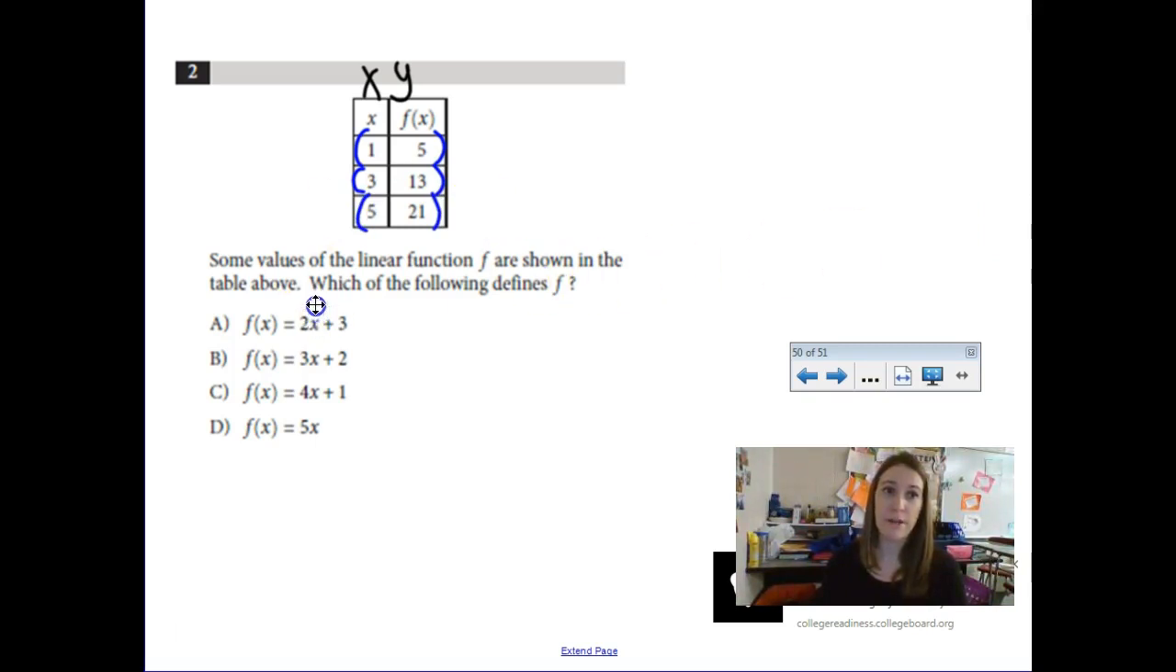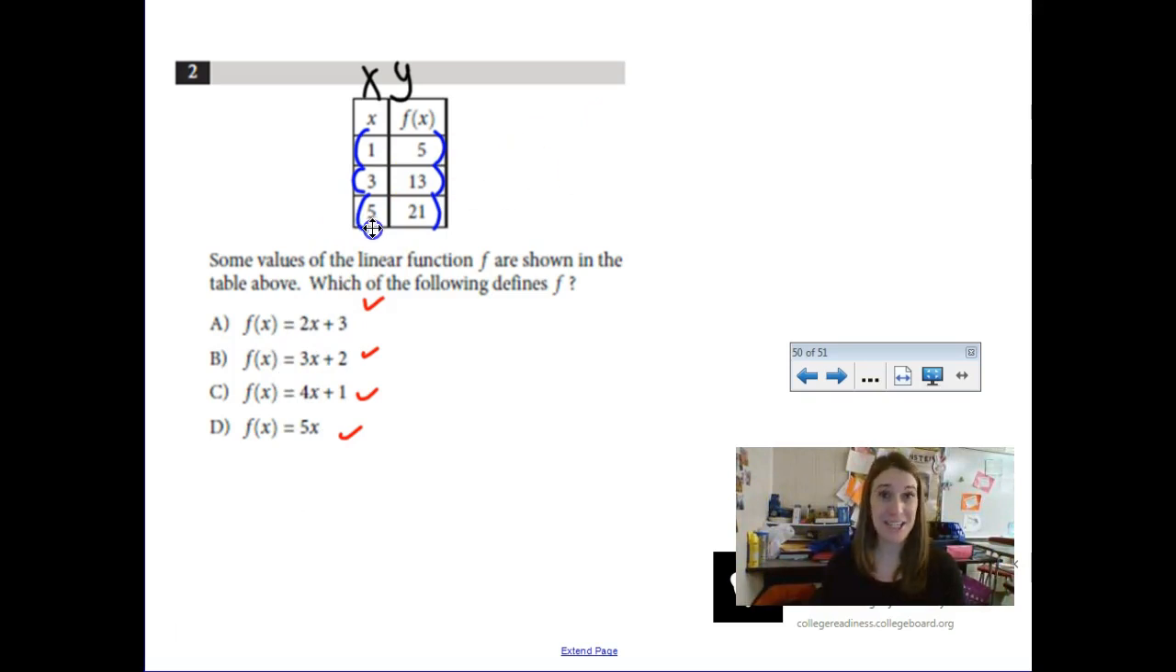So if I plug in a 1 to each function, let's see if I can eliminate anybody, because I'm supposed to get an answer of 5 according to this table. So 2 times 1 plus 3 is 5. All right, so that one's good. 3 times 1 plus 2 is 5. Good. 4 times 1 plus 1 is 5. Yeah, good. 5 times 1, 5. Good. Okay. Well, I say good, but that's kind of bad because I can't eliminate anything yet. Let's keep going down the table.